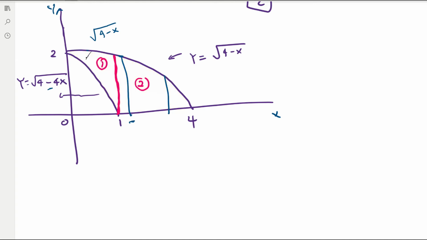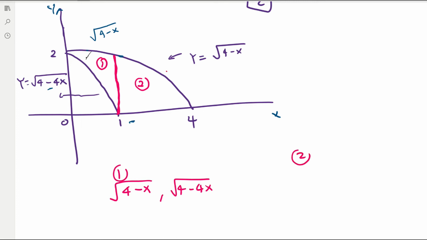Right, so there are two regions here. In the first region, the function is between square root 4 minus x and square root 4 minus 4x. That's the function on bottom and top. But in the second region, the function on the top is square root 4 minus x. That's good, but on the bottom, it's the x-axis, right? So see, they change. Where the vertical lines touch on the bottom, they change. So we have two regions.